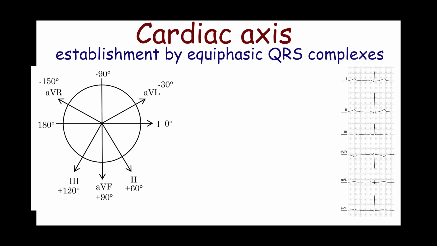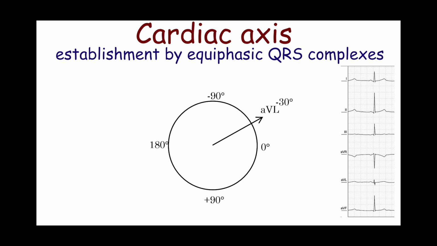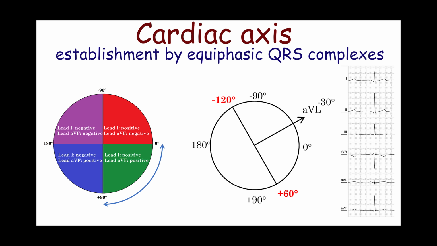In this ECG fragment, it's easy to see that the QRS complex in lead AVL is equiphasic. The angle of lead AVL is minus 30 degrees. After drawing the perpendicular line to this lead, it's easy to see that there are 2 possible degrees, minus 120 degrees and plus 60 degrees. Positive QRS complexes in leads 1 and AVF indicate that the cardiac axis is from 0 degrees to plus 90 degrees, quadrant method. Thus, the cardiac axis is plus 60 degrees.